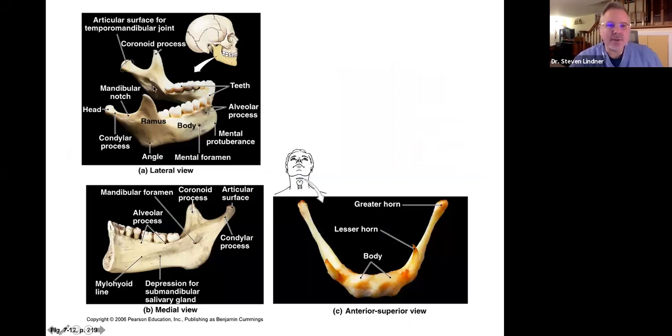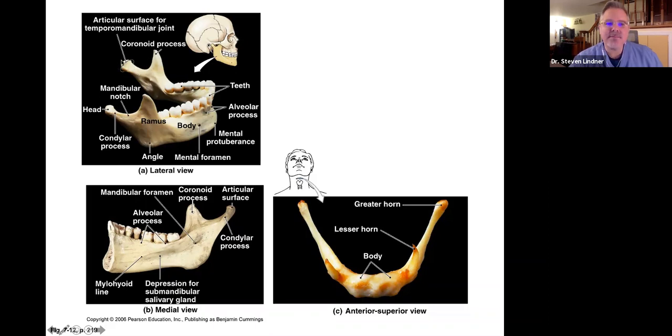When we look at the mandible, let's take a look at the mandible. So here is the angle of the mandible. Here is the mandibular process, sometimes called the condylar process. Here is the coronoid process. Here is the mental process or mental protuberance. The hole is the mental foramen. This right here, this is the ramus. Here's the angle of the mandible. And here's the mandibular notch. Here's the other mandibular notch.